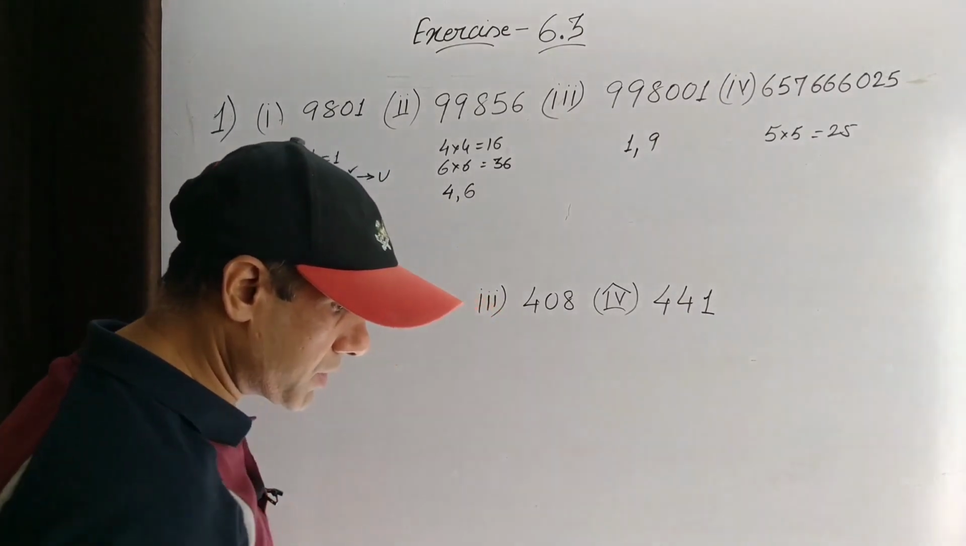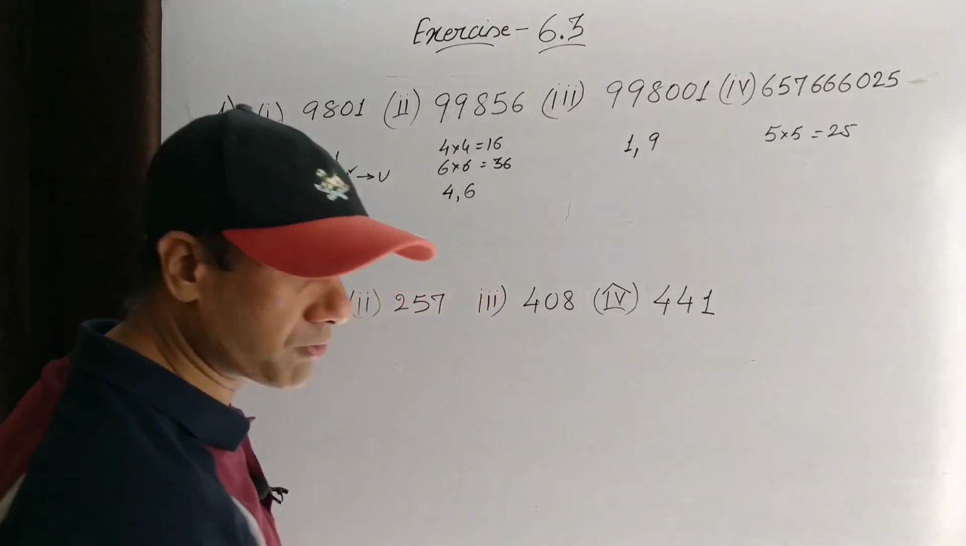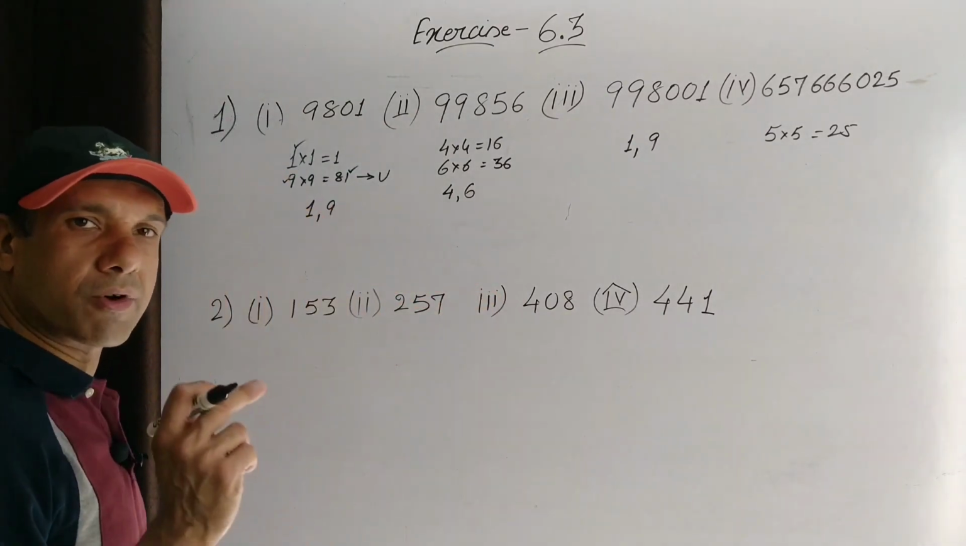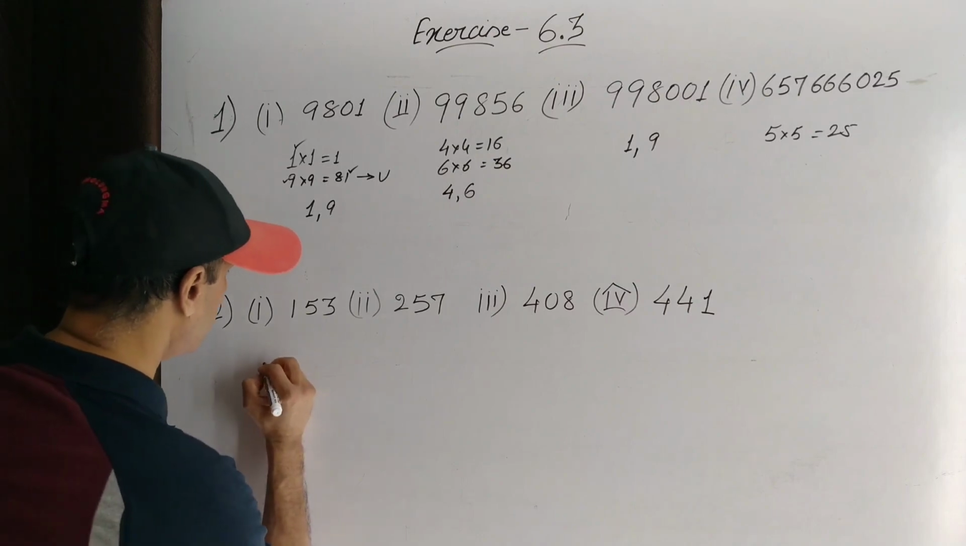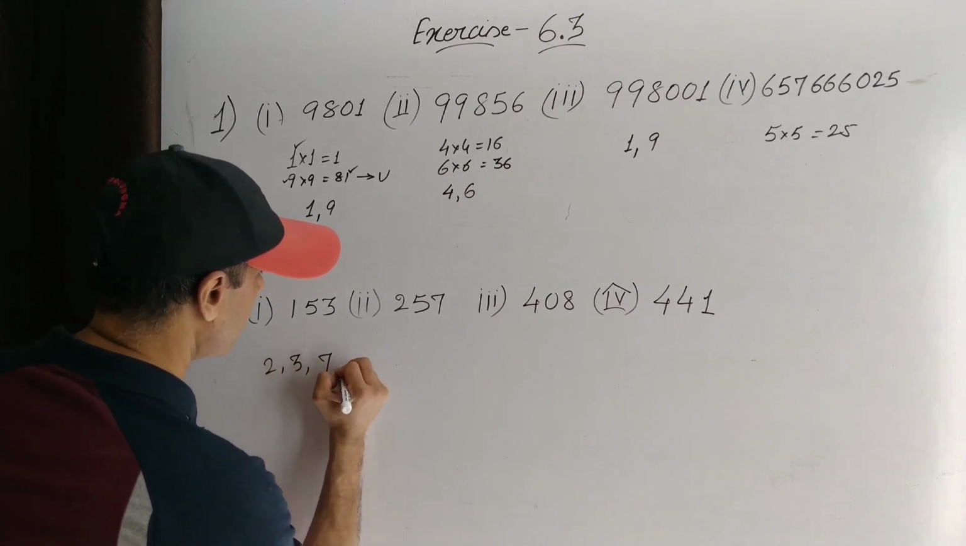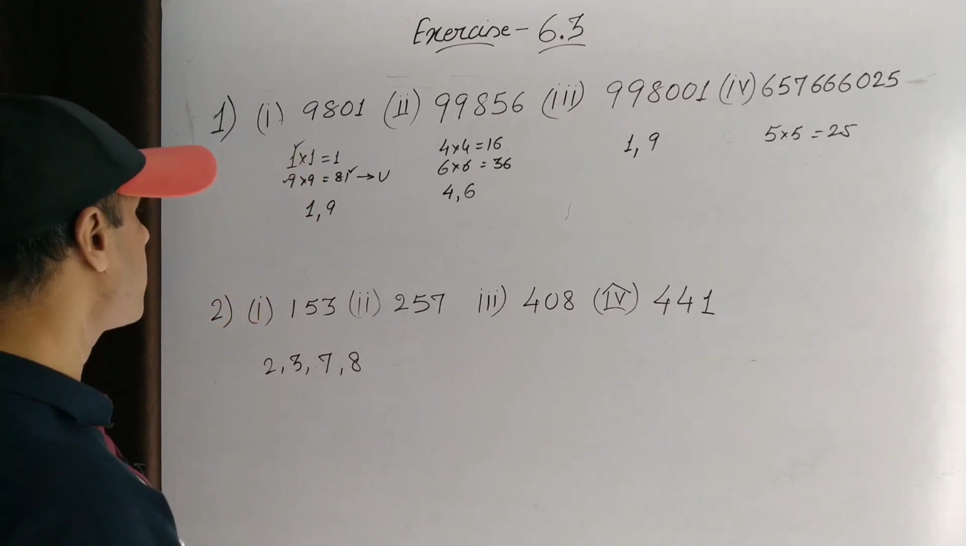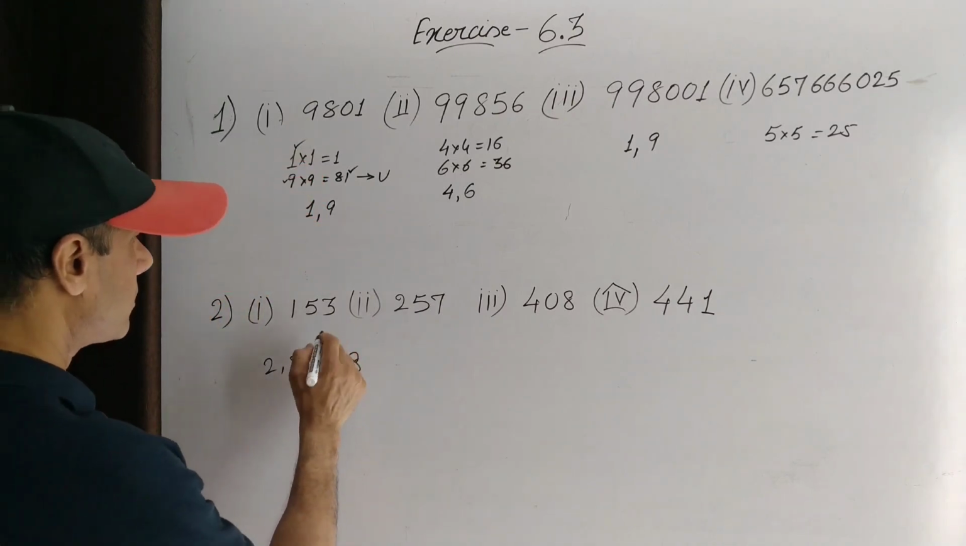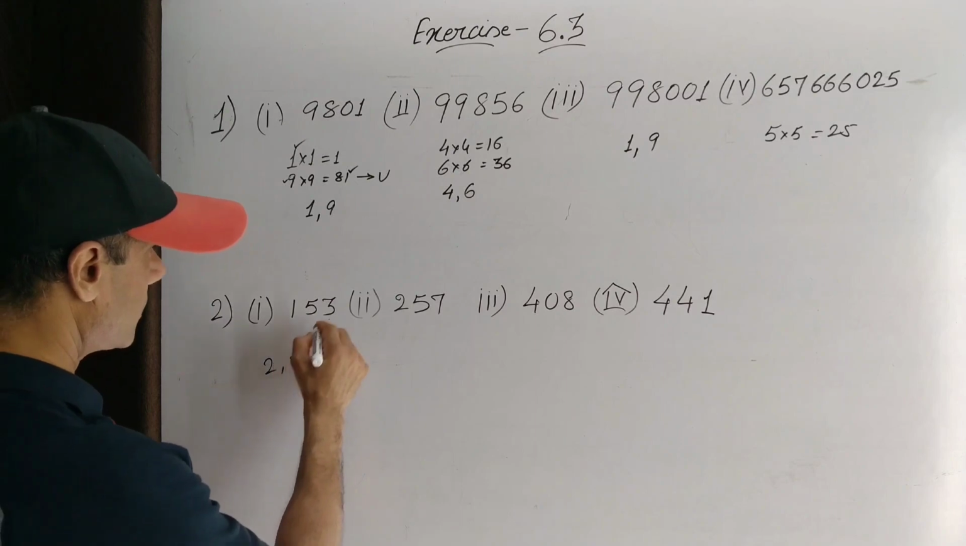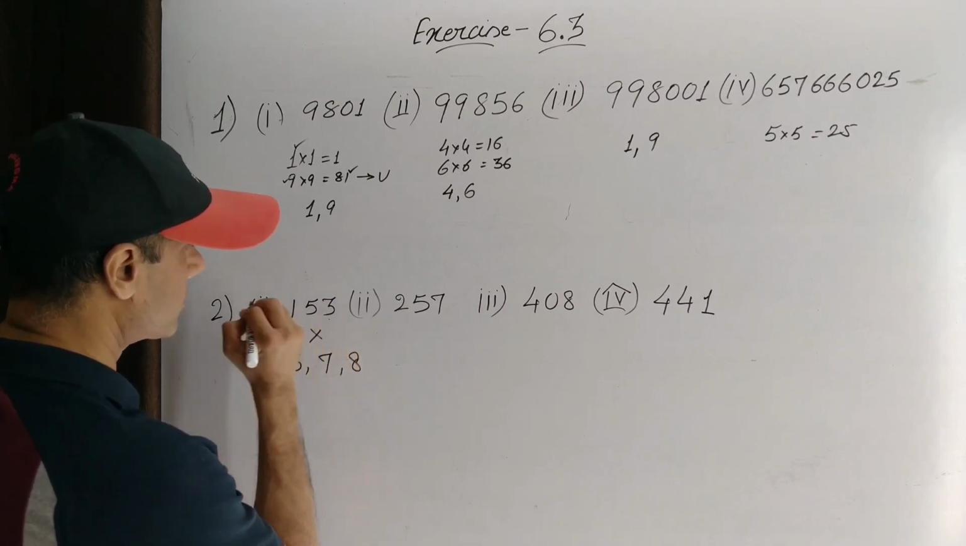Question number 2. Without doing any calculation, find the numbers which are surely not perfect squares. We have already learned that numbers ending with 2, 3, 7, 8 and with an odd number of zeros cannot be a perfect square. Number ends with 3, so this number cannot be a perfect square.